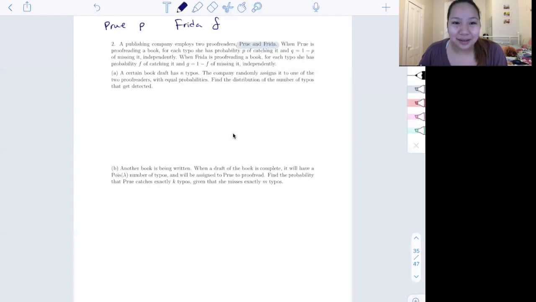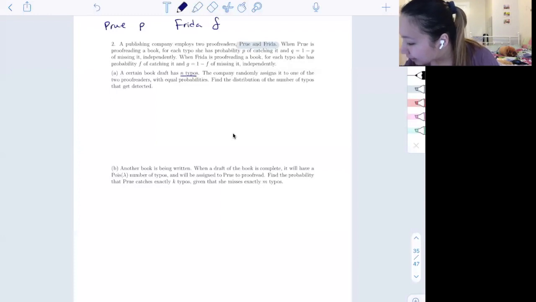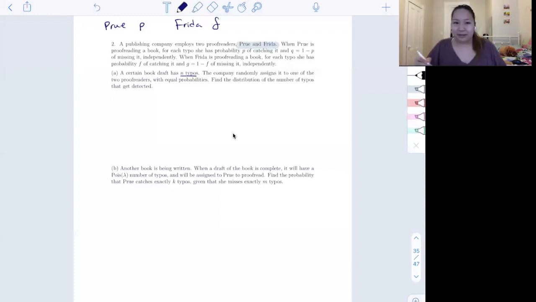All right, so we have a book that has n typos, and either the book gets assigned to Prue or it gets assigned to Frida with equal probability. So 1/2 probability it gets assigned to Prue and 1/2 probability it gets assigned to Frida. And we want to find the distribution of the number of typos that get detected. All right, so this is starting to look a lot like the binomial.